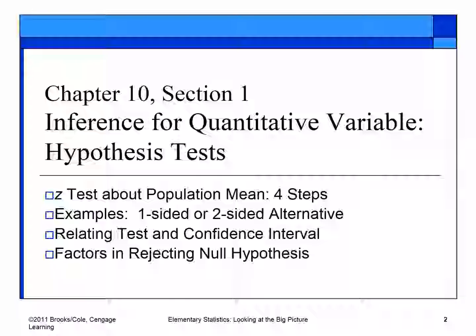We'll talk about the factors that go into rejecting the null hypothesis. And we'll talk about inference using the t-distribution versus the z-distribution. Much more about that later.